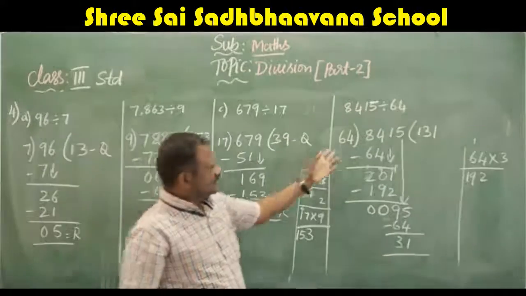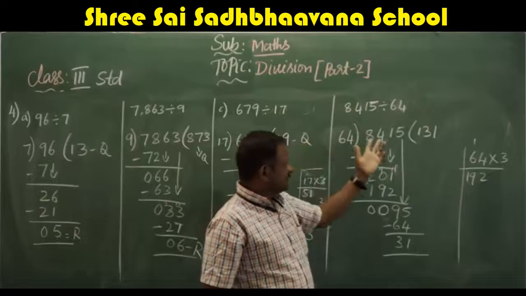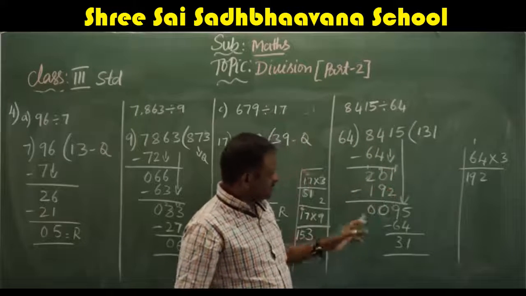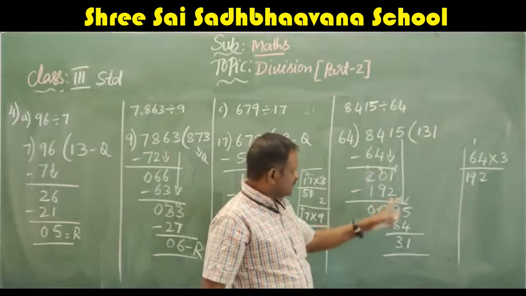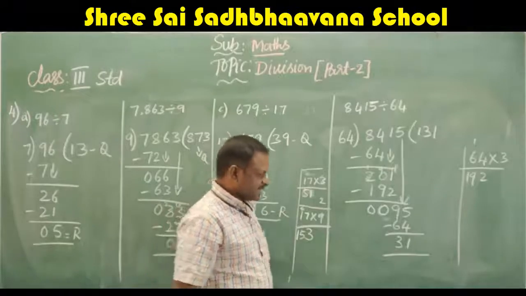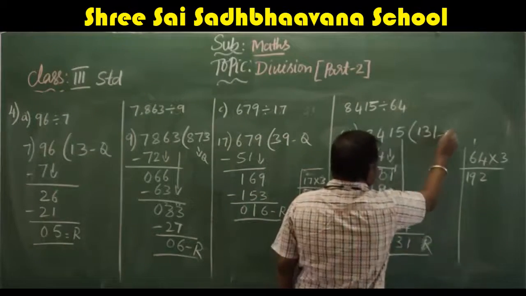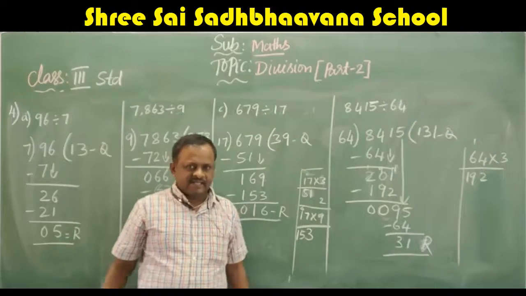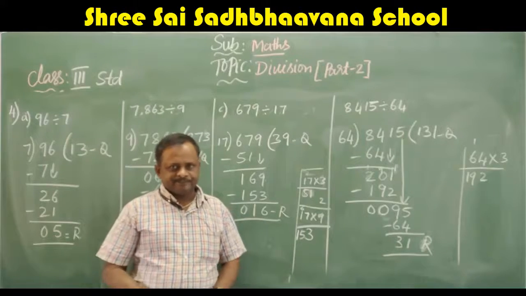Once again I will explain. 64 ones are 64. You get 20 after subtracting 64 from 84. Take down 1. 64 threes are 192. Subtract 11 minus 2 is 9, 9 minus 9 is 0, 1 minus 1 is 0. Take down 5. 64 ones are 64. You get 31 as the remainder. This is the quotient. 131 is the quotient, 31 is the remainder. I hope you understand this one. Next we'll move to the next one.